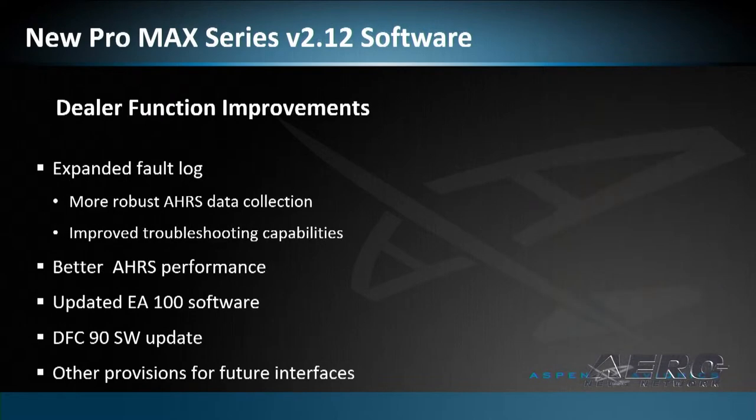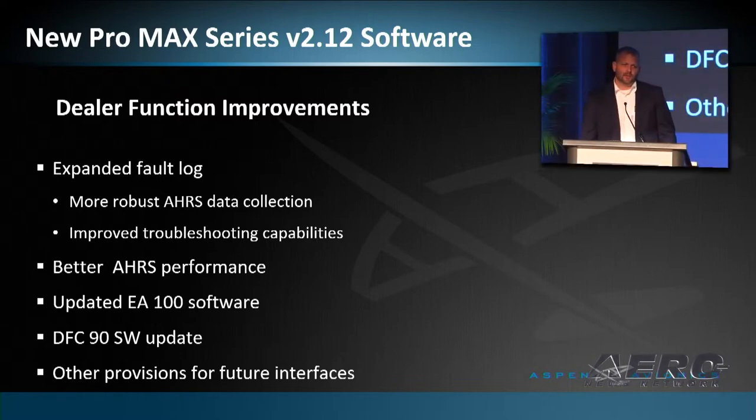Some dealer improvements, for you guys out there: an expanded fault log so that we're able to grab a lot more information about what happens to the unit if there is a failure, so that we can troubleshoot a lot better with you guys and really dive down and figure out what went wrong and why. It does have better AHARS performance, and along with that is an updated EA 100 software that you'll need because of the better AHARS performance, as well as some DFC 90 software fixes and updates. And then, of course, the teaser: other provisions for future improvements that we can add later on.